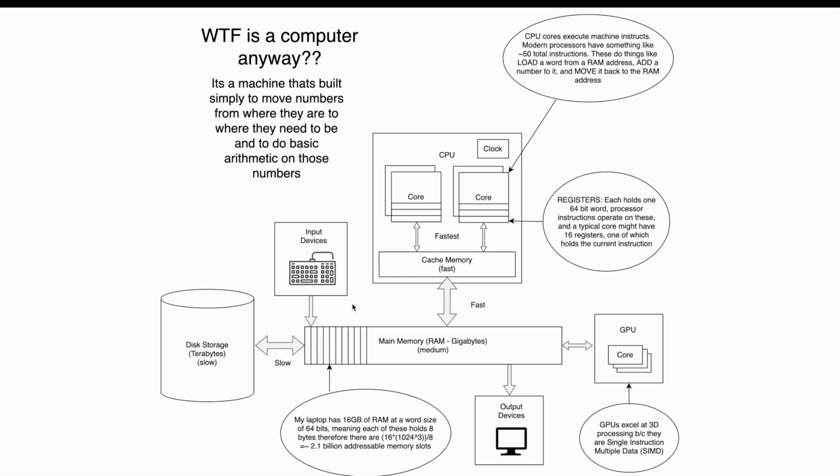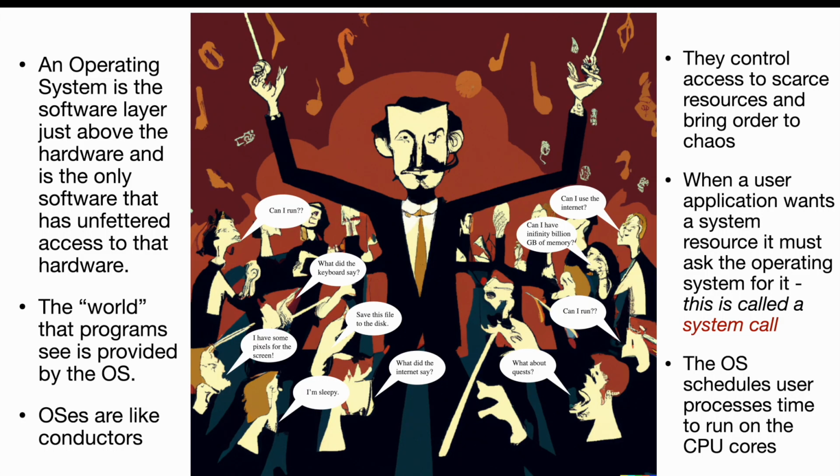So there needs to be something that organizes and controls access to all of these different resources, because if we've got different things running on each core and they all want to use the keyboard at the same time, or the disk, or the network at the same time, you're going to have issues. So that is where our operating system comes into play.